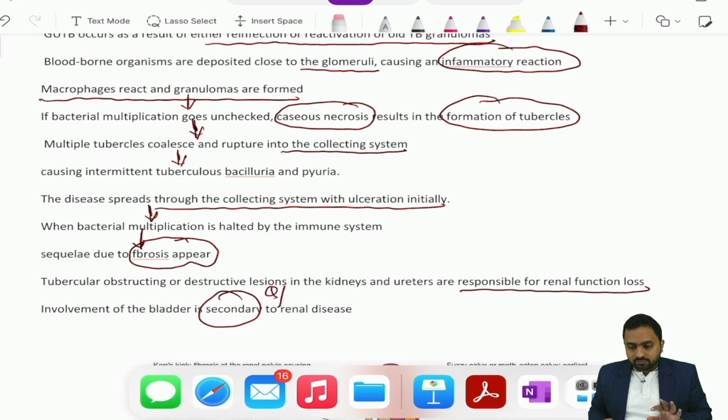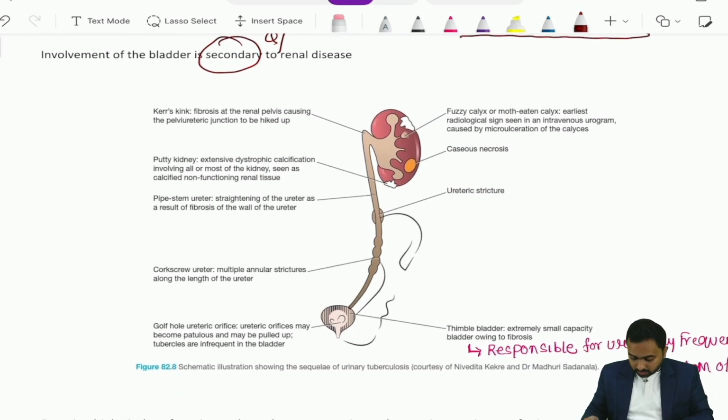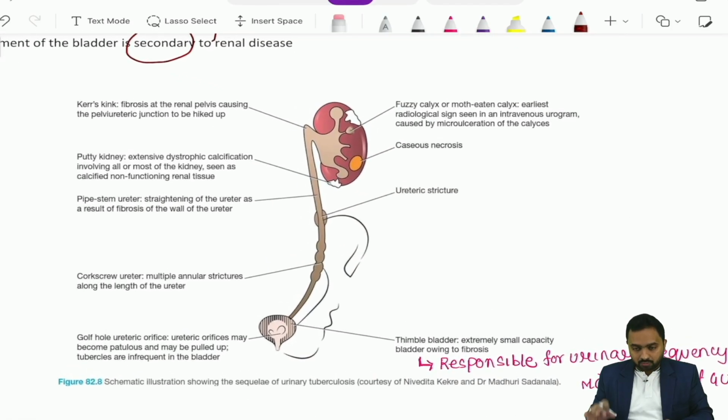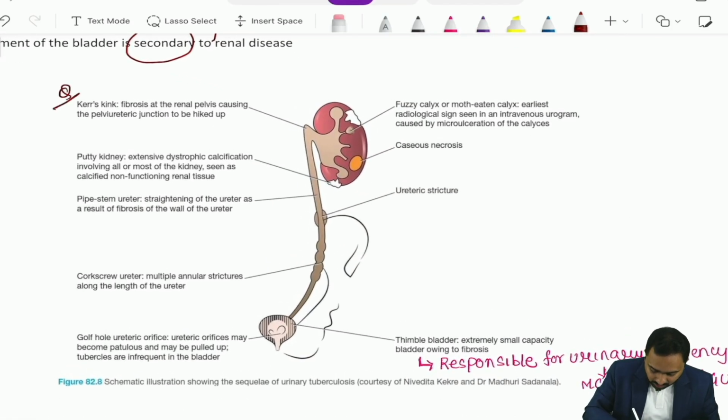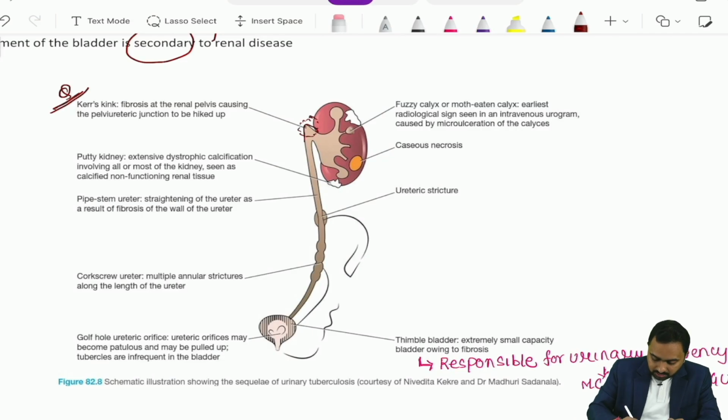So, this is a beautiful diagram which has been taken from your Bailey and Love standard textbook. So, if you look over here, these are your various changes that occur. So, first you have your Kerr's kink. So, what is it? It is your fibrosis at your renal pelvis causing your pelvic ureteric junction to be hiked up. You can see over here. So, this is your Kerr's kink.